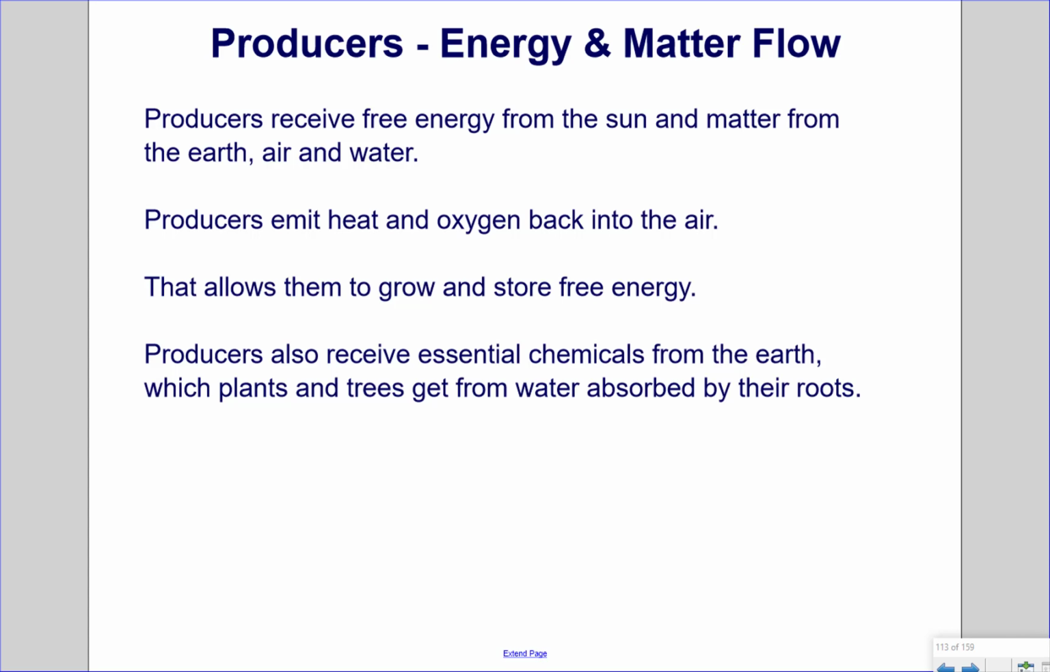Producers. Energy and matter flow. Producers receive free energy from the sun and matter from the earth, air, and water. Producers emit heat and oxygen back into the air. That allows them to grow and store free energy. Producers also receive essential chemicals from the earth, which plants and trees get from water absorbed by their roots.